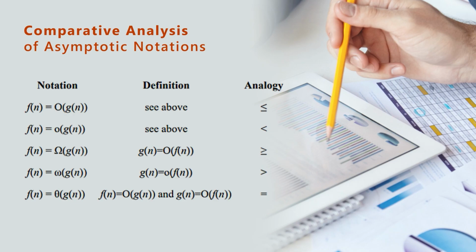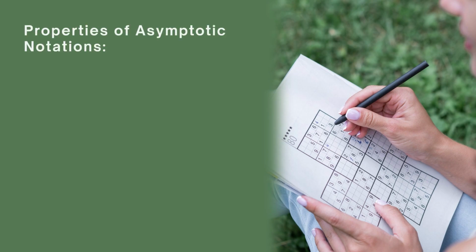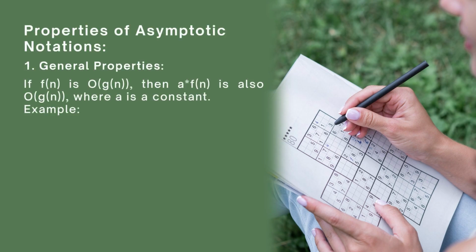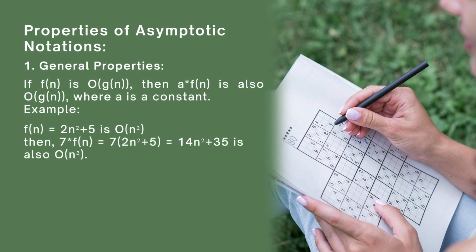So, this is the analogy of all the notations: big O, small o, omega, small omega and theta notation. So, what are the general asymptotic notation properties? What is the property of asymptotic notation? First is, if f(n) is big O of g(n), then a times f(n) is also big O of g(n), where a is any constant.